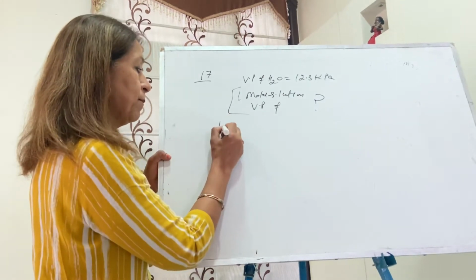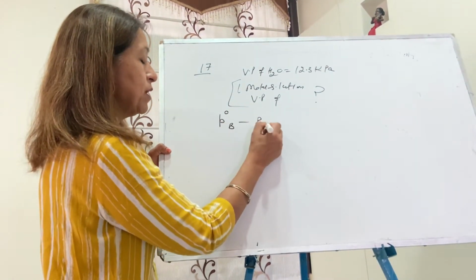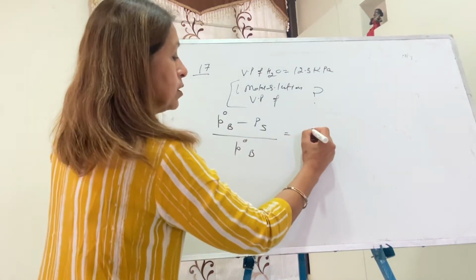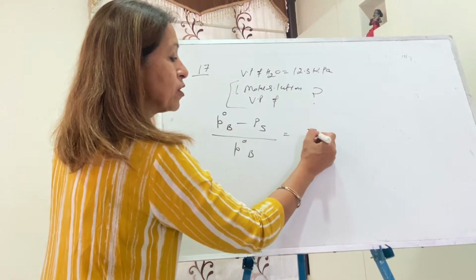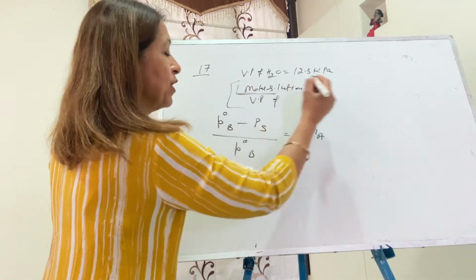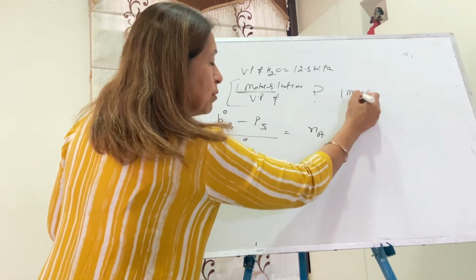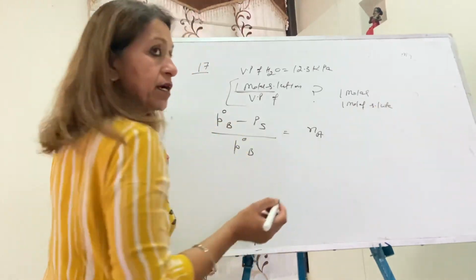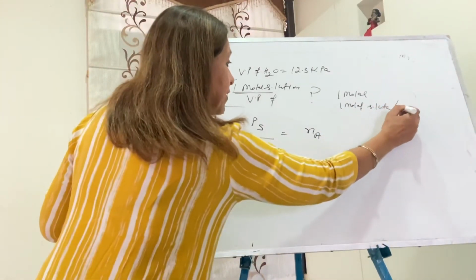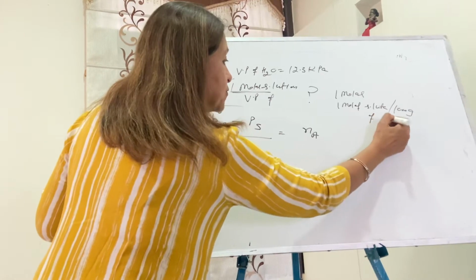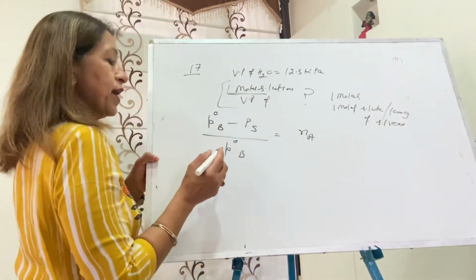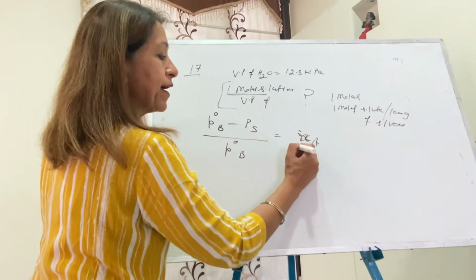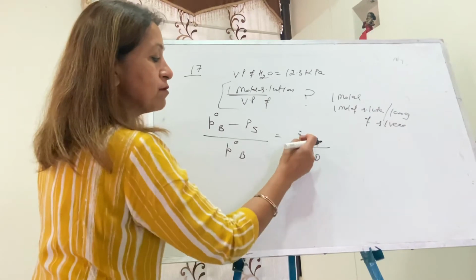So what you will do, you will apply the formula (P naught B minus PS) by P naught B is equal to XA, or you may put Na because it is a 1 molal. What does it mean by 1 molal? 1 molal means 1 mole of solute present in 1000 gram of solvent. So XA is Na by Nb. I go further, small m by capital M.